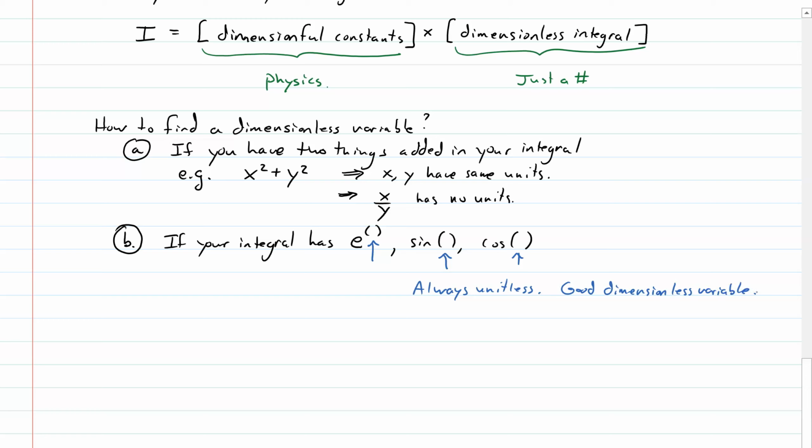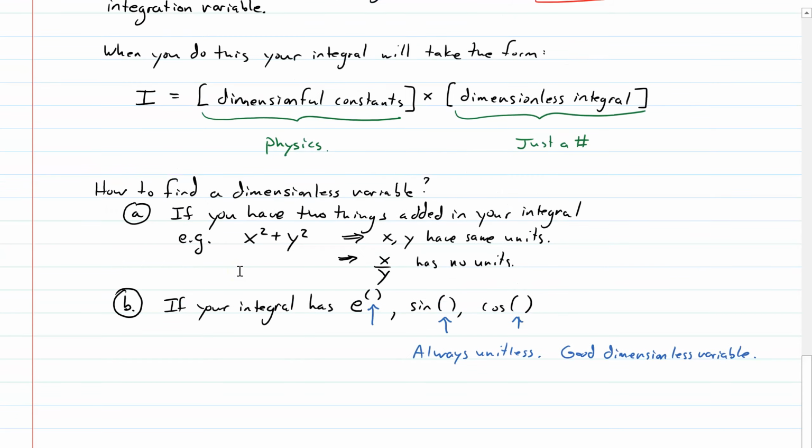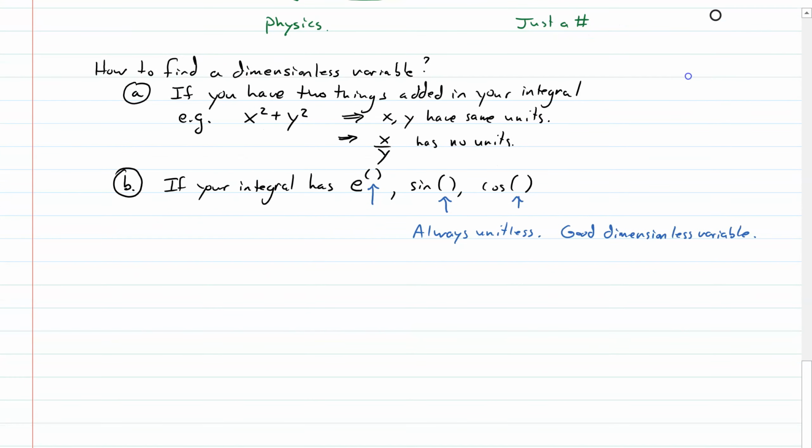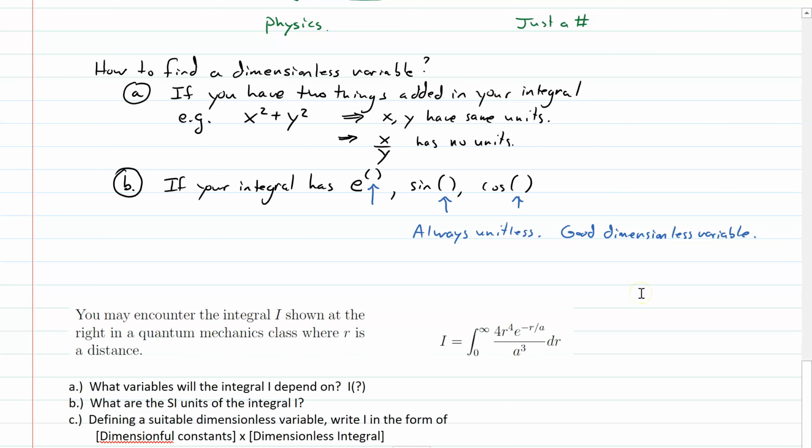So those are the 4 tips that I would like you to try to do every time you encounter an integral. I'm going to illustrate all these with an example. And this is an example which came from an old exam. So you may encounter the integral I shown at the right in a quantum mechanics class, where r is a distance. Few questions. What variables will the integral I depend on? What are the units of the integral I? And then defining a suitable dimensionless variable, write I in the form of some dimensionful constants times a dimensionless integral.